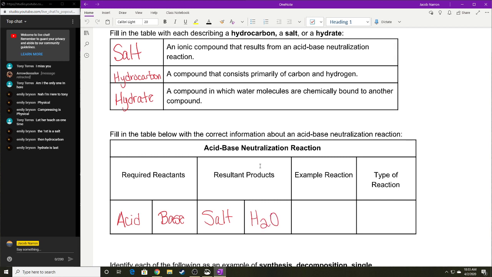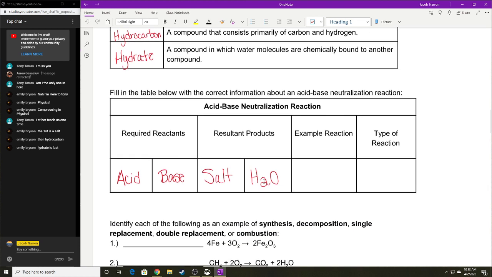Example. I'll give you an easy one. Do it down below, in the space below the box, because you can't fit it in that box. An acid is something like HCl. And then a base is something like NaOH. I don't know if Mr. Nairn taught you this, but acids always have an H in front. Bases always have OH in the back. That's kind of how you remember it.